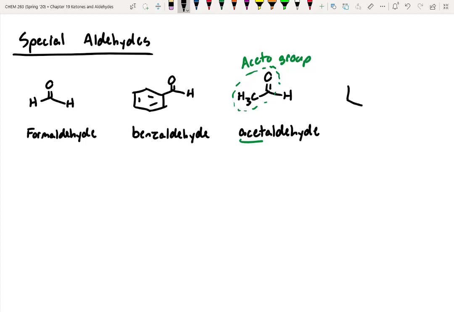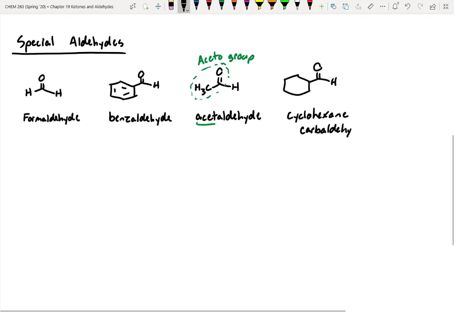All right, and one more. If you've got a cyclohexane ring, this would be cyclohexane carbaldehyde. Let me zoom out a little bit, and there we go.